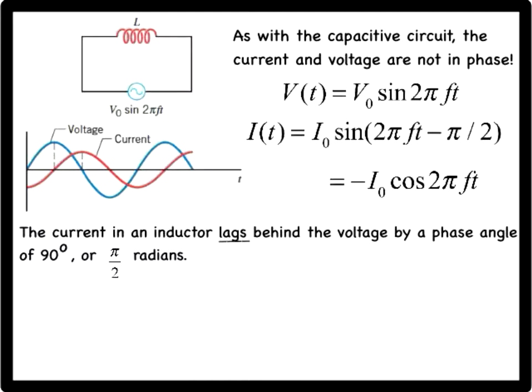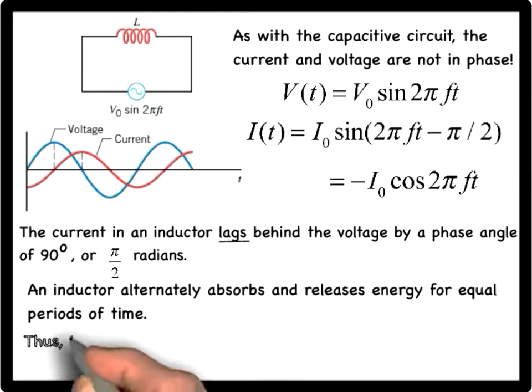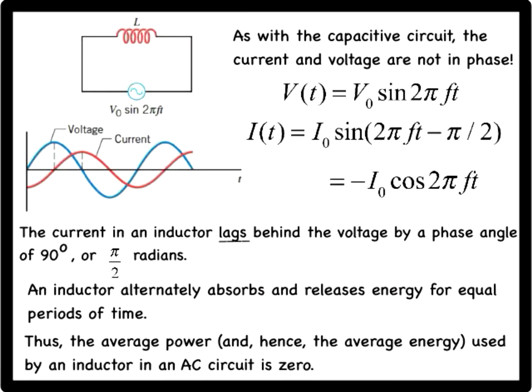In an inductor, the 90-degree phase difference between the current and voltage leads to the same result for average power that it does in a capacitor. An inductor alternately absorbs and releases energy for equal periods of time. Thus, the average power, and hence the average energy used by an inductor in an AC circuit, is zero.